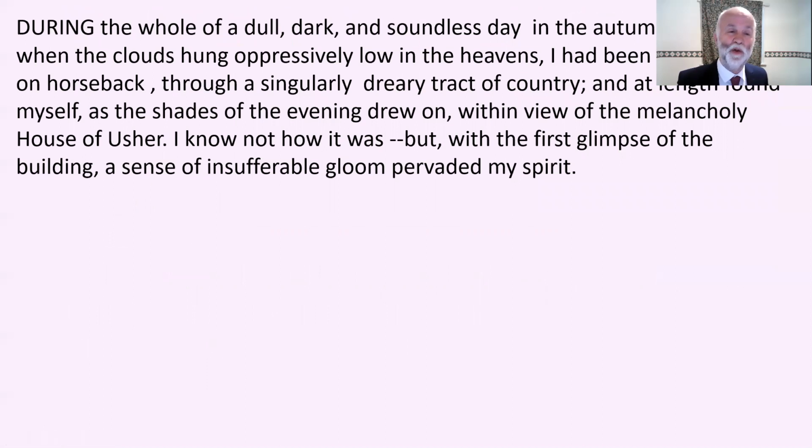During the whole of a dull, dark, and soundless day in the autumn of the year, when the clouds hung oppressively low in the heavens, I had been passing alone on horseback through a singularly dreary tract of country, and at length found myself, as the shades of the evening drew on, within view of the melancholy house of Usher. I know not how it was, but with the first glimpse of the building, a sense of insufferable gloom pervaded my spirit.